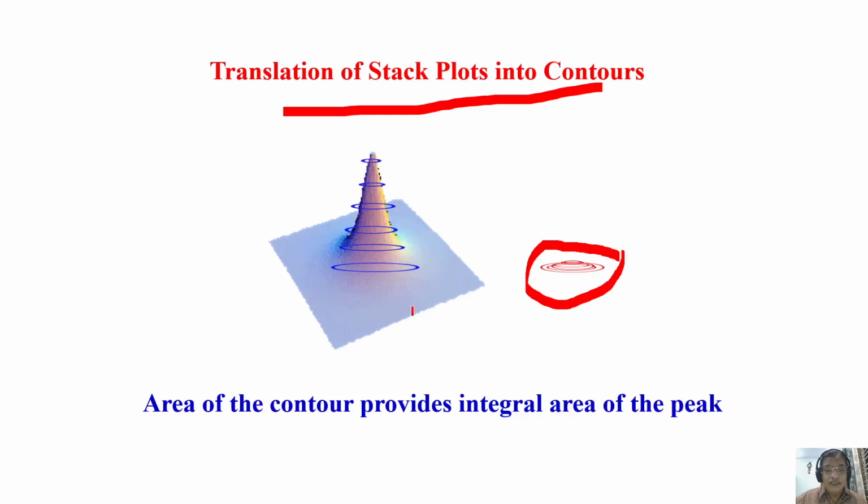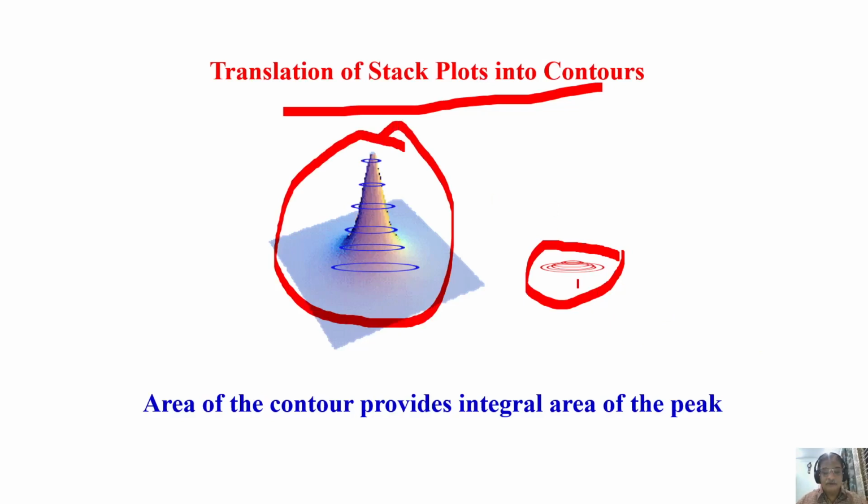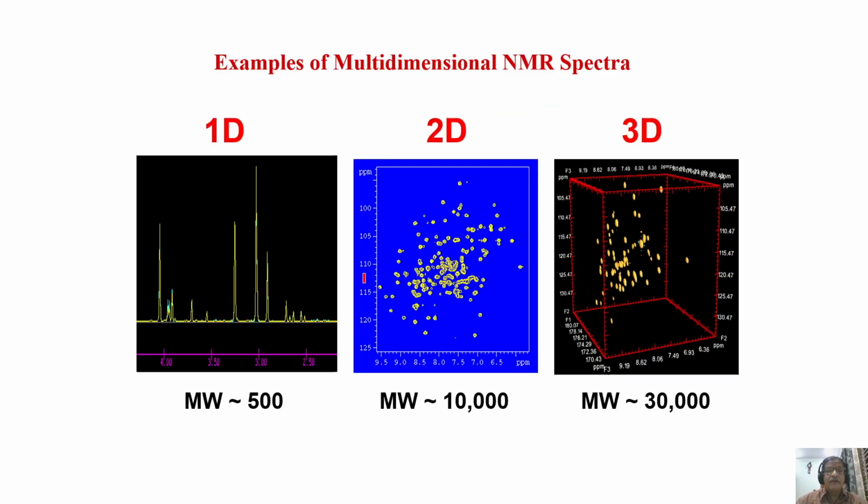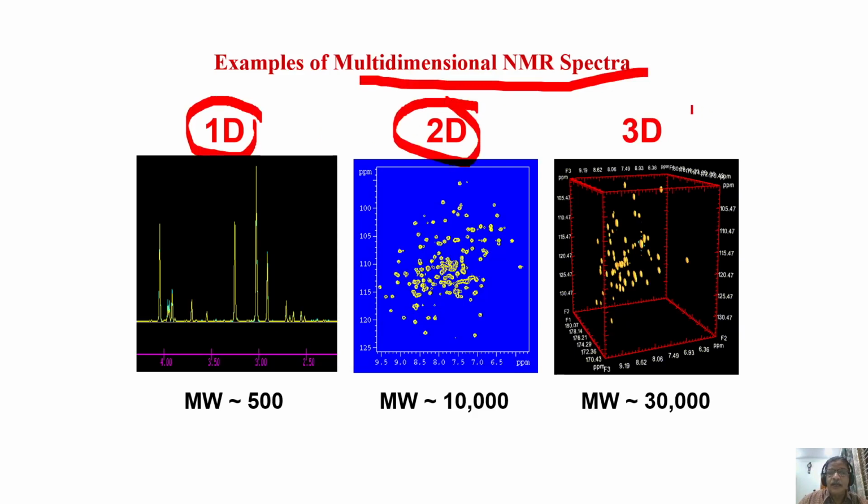Regarding the area of the contour, now we have done one thing. The area of the entire peak here, as I said, with the example of the mountain at different places, is taken and represented here. So what it means is the area of this entire peak corresponds to the area of this contour. That's all. The integral area of the contour is nothing but the integral area of this stack plot. This is what I wanted to show you. Now, there are many examples. We go ahead and see multi-dimensional spectra just to show you how we represent contour plots of different multi-dimensional NMR spectra. This is the 1D, this is 2D, and this is 3D.